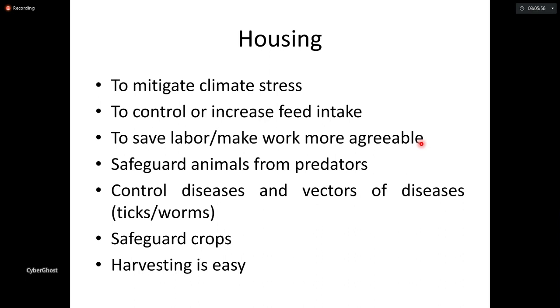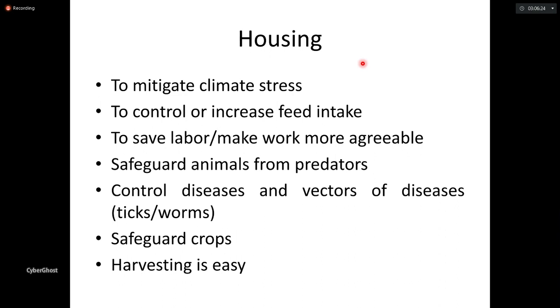But if they are confined into a particular housing system, they are not going to go to the outside environment. They are just staying inside the houses, right? So there will be no damage to these crops. Therefore, we can safeguard those crops as well. And then harvesting is easy, right?